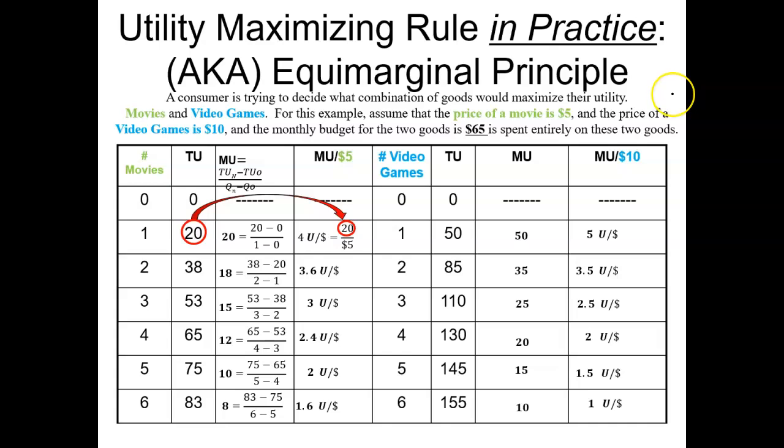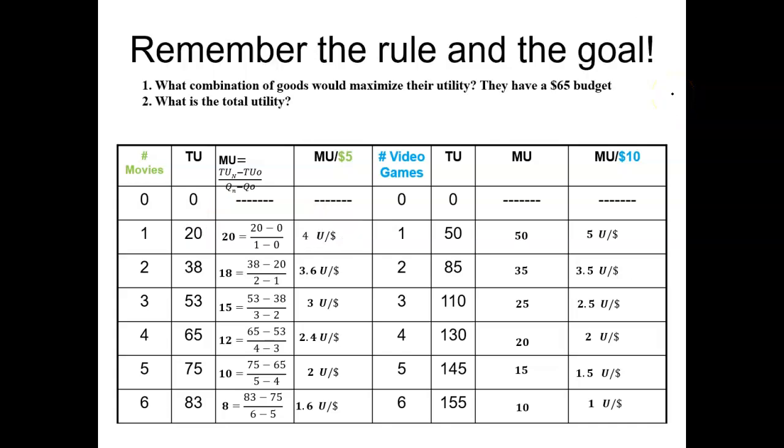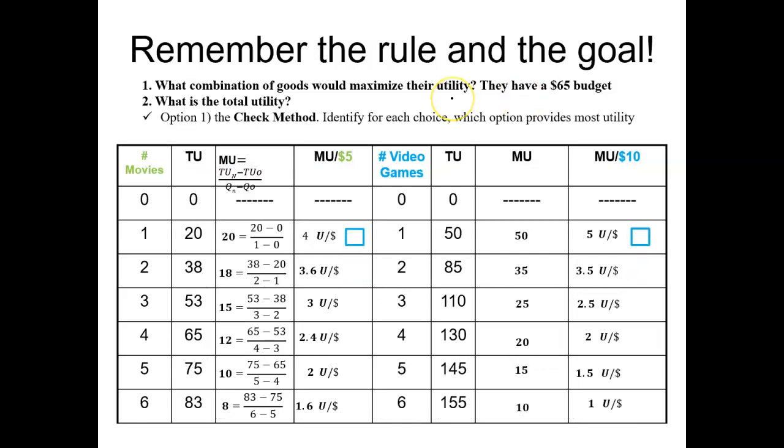So there are two methods to working on this. The first one is the check method. This is actually the method that I prefer to use because it works no matter what, no matter how crazy it is. For our class, we're only going to have two goods, movies and video games. Reality is maybe you have 5 or 10 or 20, in which case it gets more complex, but if you do the check method, it still works out the exact same, so that's kind of nice.